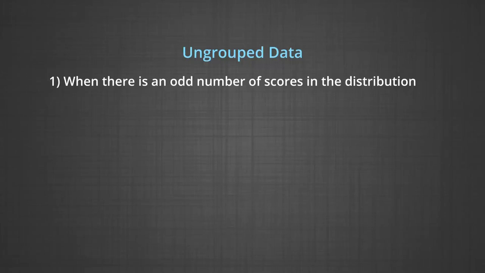First of all, I'm going to tell you about the ungrouped data. When there is an odd number of scores in the distribution, then we use the following method for the calculation of median. For distributions which have an odd number of scores but no duplication of scores near the median, the median is the middle score. The series is to be arranged in ascending or descending order.